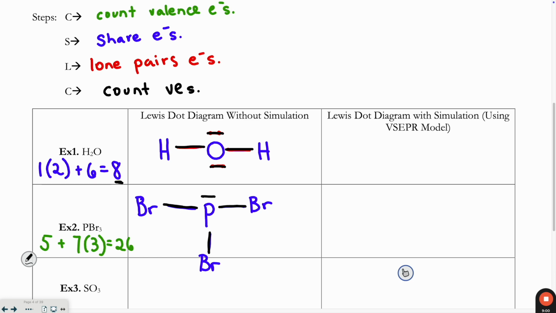Bromine right now only has 2, but it wants 8. So I'm going to add 4, 6, 8. The bromine again has 2, 4, 6, 8. This bromine has 4, 6, 8. Everyone has 8 valence electrons now.